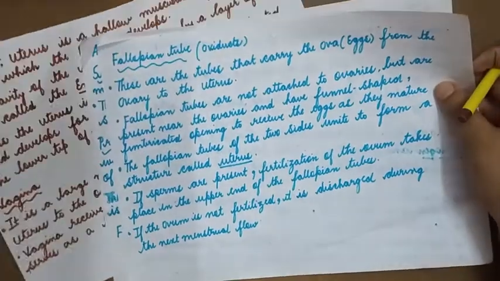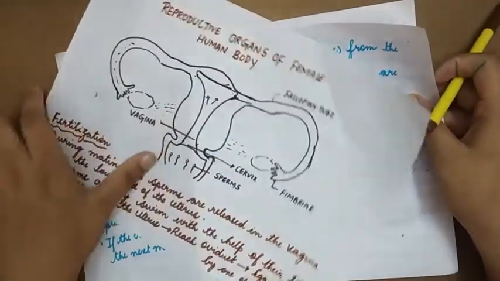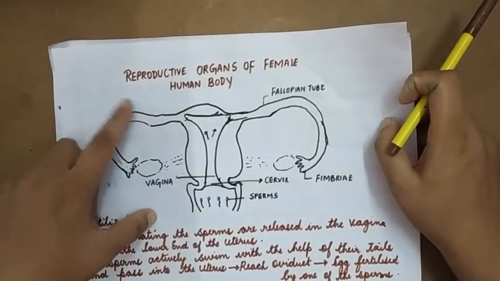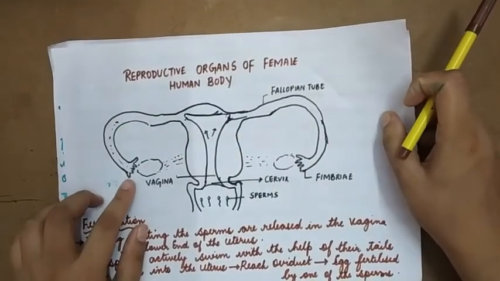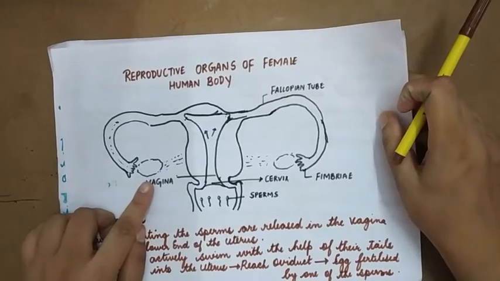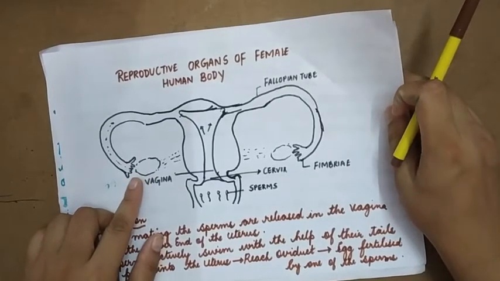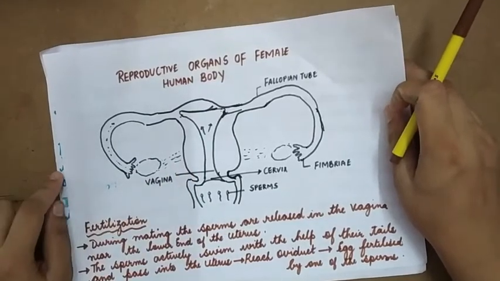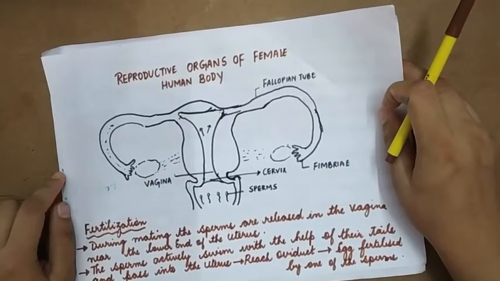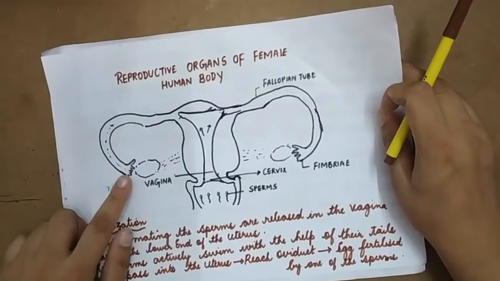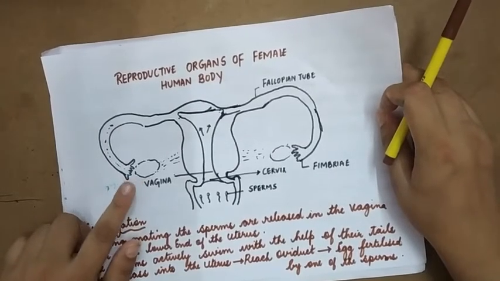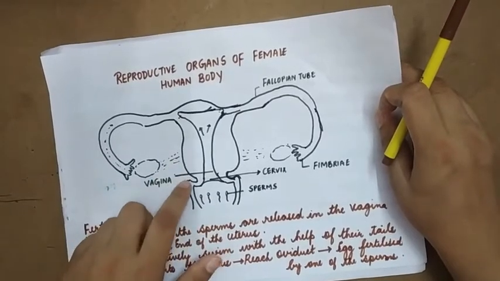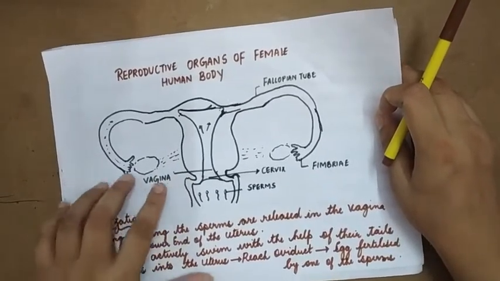See, if you look at the diagram over here, you will observe this is the fallopian tube and this is the finger-like structure called the fimbriae. Now the ovary is not attached to this finger-like projection. It is attached to the uterus by means of a ligament. So remember, the fimbriae is not attached to the ovary, but actually the ovary is attached to the uterus by means of a ligament.